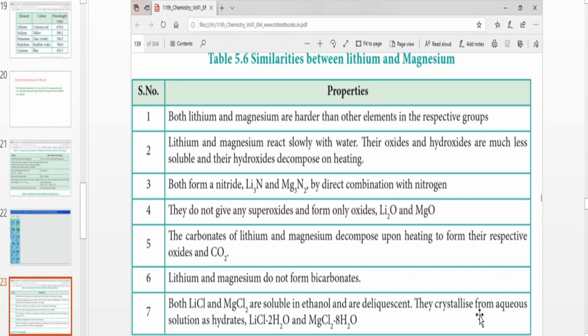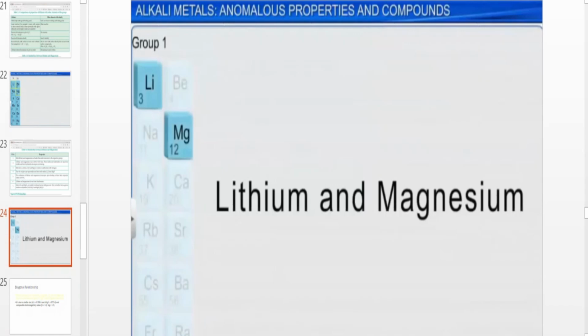And also they can crystallize as hydrates. Lithium chloride with 2 molecules of water, magnesium chloride with 8 molecules of water. So the diagonal relationship of lithium and magnesium, we have learnt.